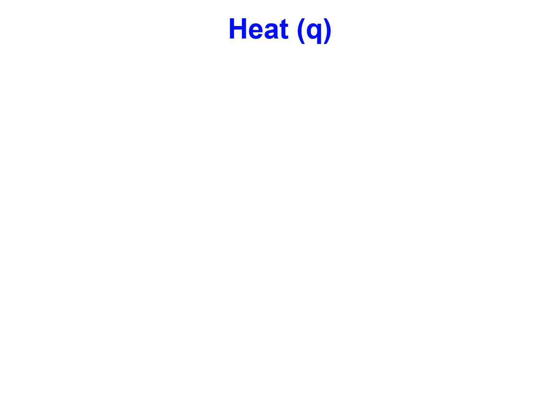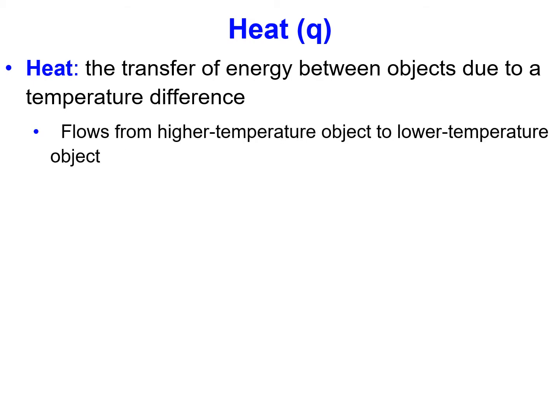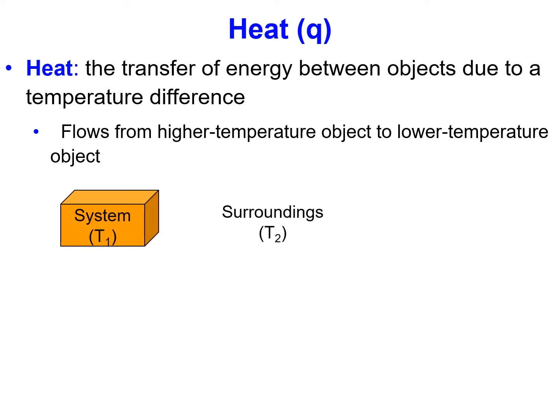So we talked about heat, and heat is the transfer of energy between objects due to the temperature difference. It's kind of a measure of energy. So Q is heat, and it flows from the higher temperature object to a lower temperature object. So if you have system 1 here, T1, and system 2 is the surroundings, if T1 is greater than T2, the heat goes into the surroundings. So the system is exothermic.